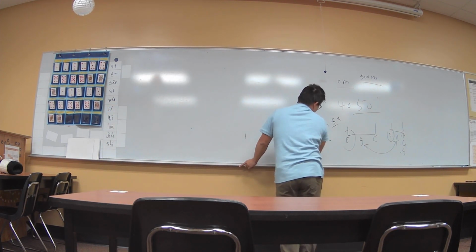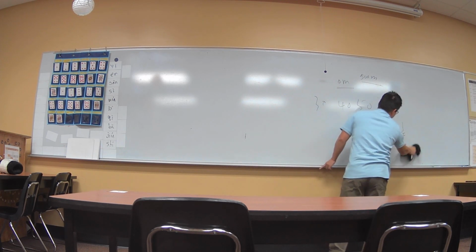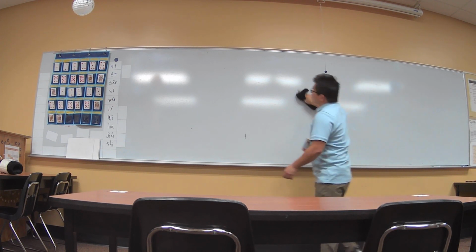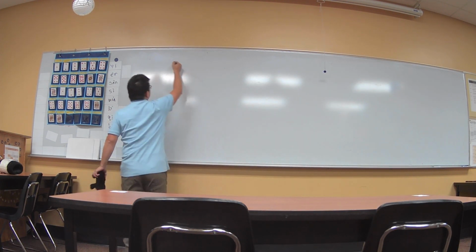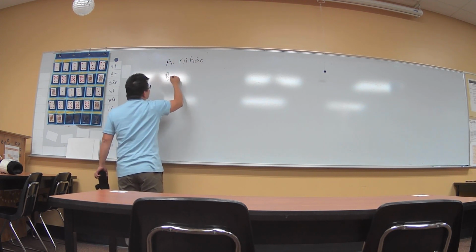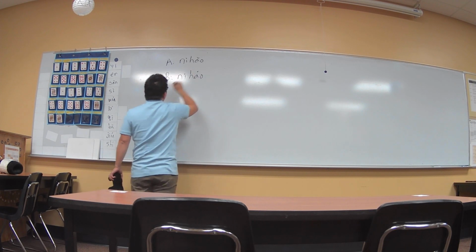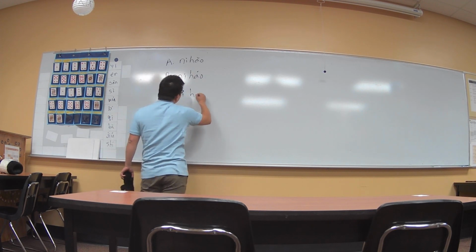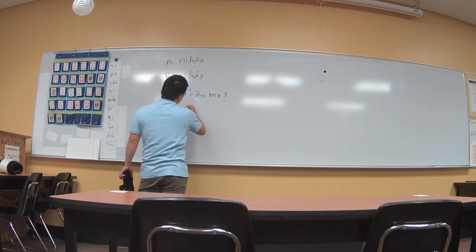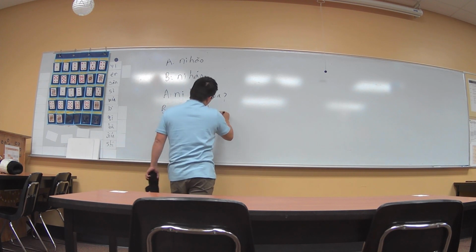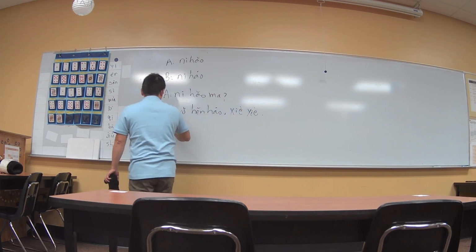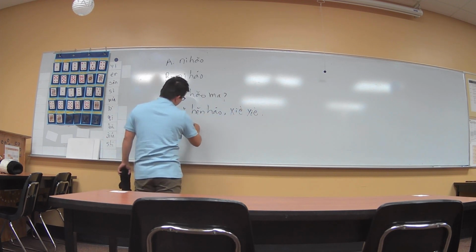What do we want to be able to do and say after 6 lessons? So let's put all of the question sentences back over here again. A, 你好. B, 你好. A, 你好吗? B, 我很好. 谢谢, maybe. Thank you. Ask the question. A, 你叫什么名字?